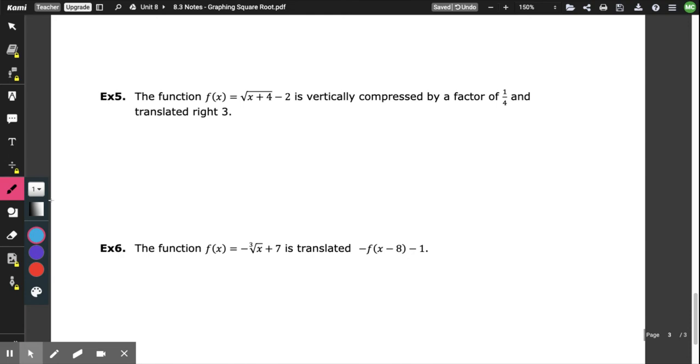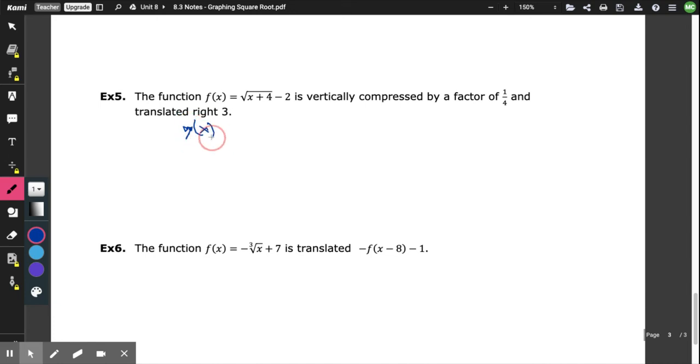For the next one, we're starting with a function that is not one of the parent functions. So this time our f of x is square root of x plus 4 minus 2. They want us to vertically compress it by a factor of 1/4 and then translate it right 3 units. So in order to do that, first of all, we're going to call this new function g of x.